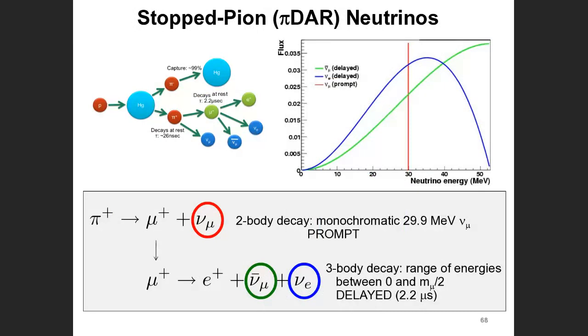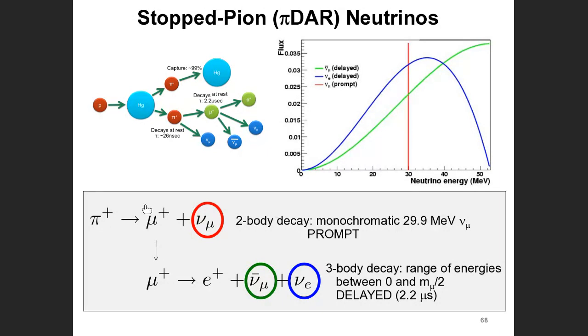And so the sweet spot here, which is a great way of measuring coherent scattering, is to use neutrinos from pion decay at rest. This is what you get when you throw protons at a target. If you create pions and stop them in a dense material and let them decay at rest, you get a spectrum that looks like the upper right here. It's a two-body decay, so your final state energy is well known. It's a monochromatic 30 MeV muon neutrino.